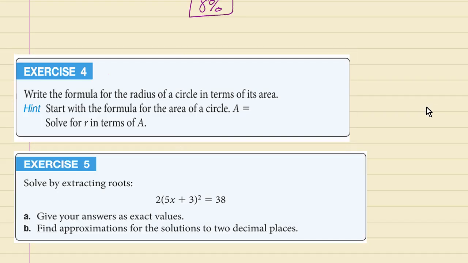Now here's a couple exercises for you to do on your own. So the first one is to write the formula for the radius of a circle in terms of its area, and then solve that for, so yeah, it should be solve for r in terms of A. I'll give you a little extra hint here. The formula for the area of a circle is A equals pi r squared, in case you didn't know that.